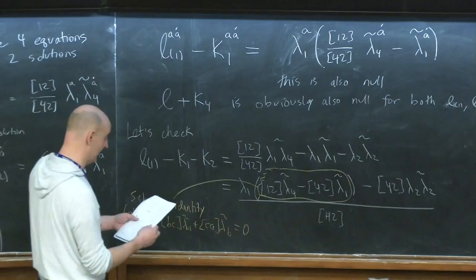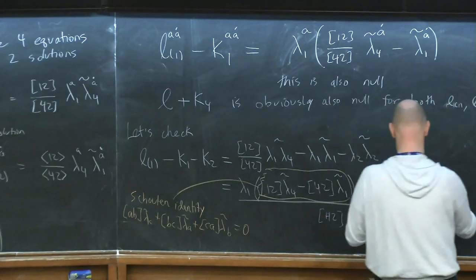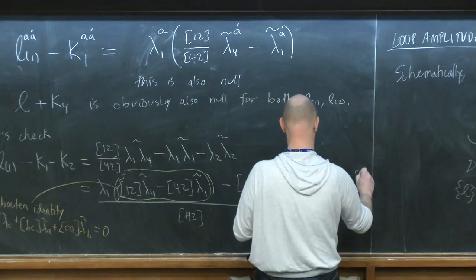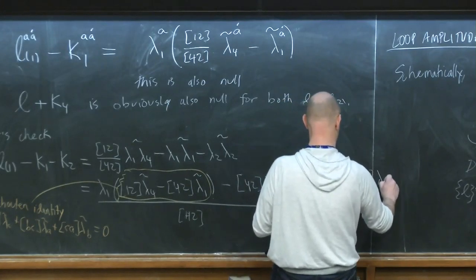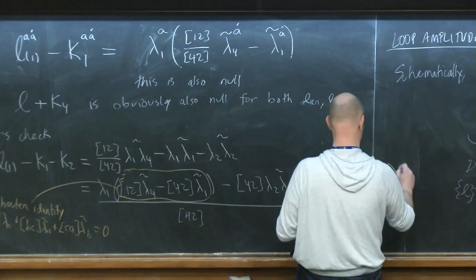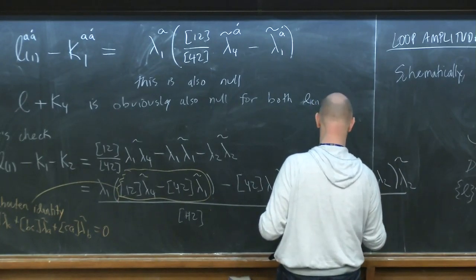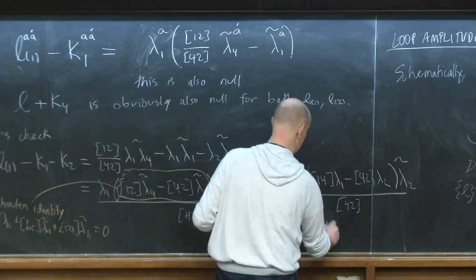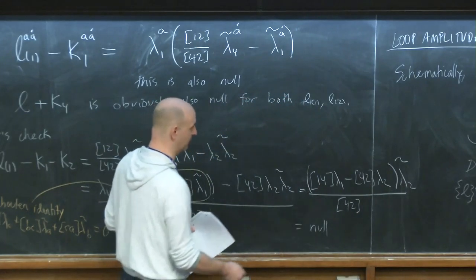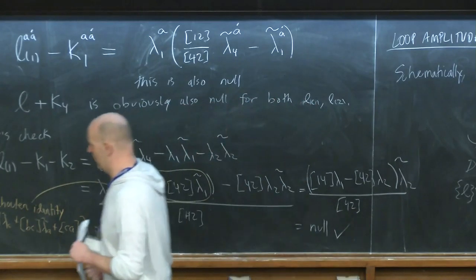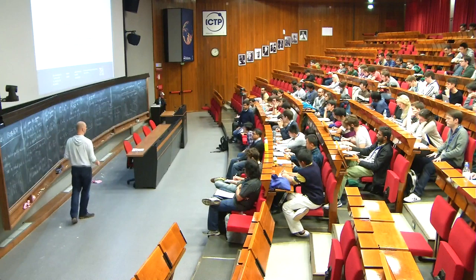Okay, so you can simplify that with the Schouten identity, and this simply becomes ⟨14⟩ λ̃_1 minus ⟨42⟩ λ̃_2. Everything factors now over ⟨42⟩. And this is, again, null, because here it's written in factored form. Okay, are there any questions about this?